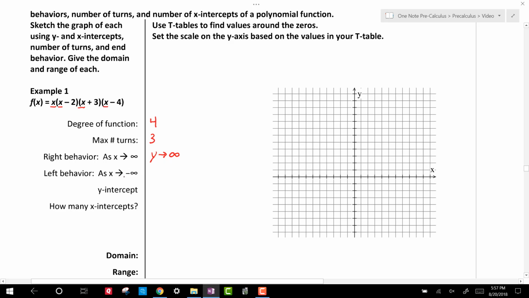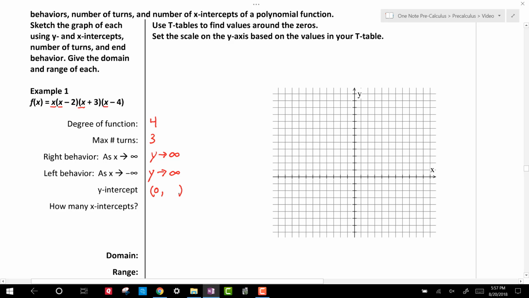And the left behavior is determined by the degree. Since this is an even degree, both sides have to go the same direction. So y on the right and the left are both going to go up. The y-intercept on this one is not quite as easy to find, because I have to actually plug in 0 for x to find it. So let's do that.